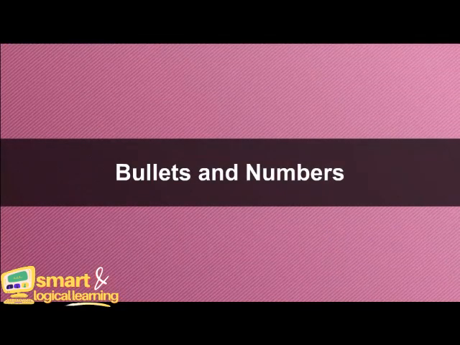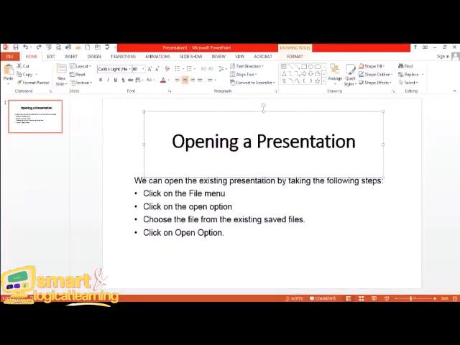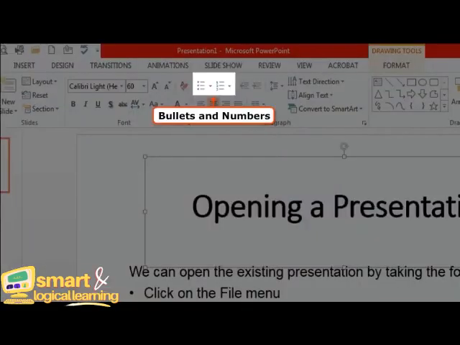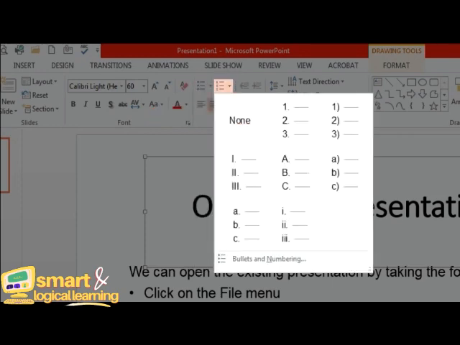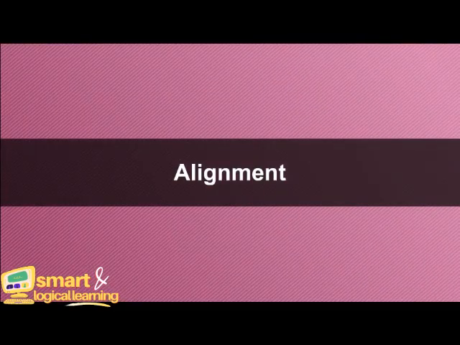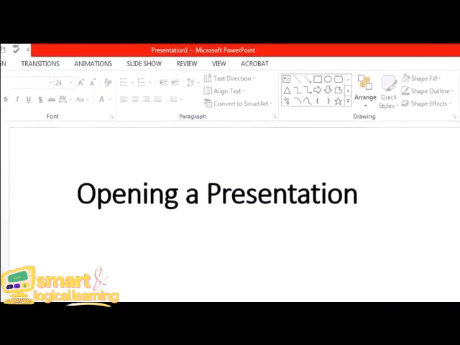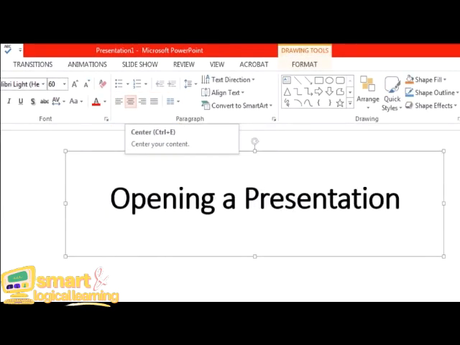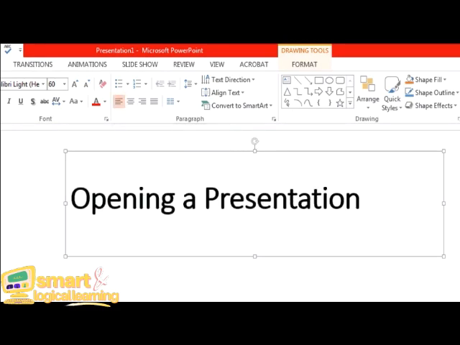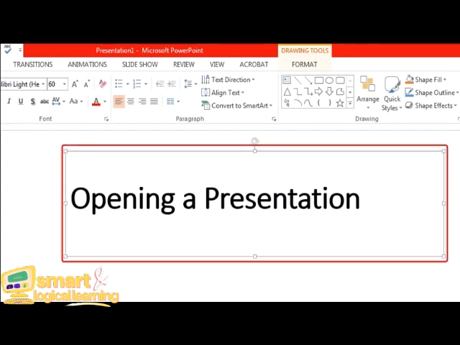Bullets and numbers. This option helps us to represent the text in the form of lists. We can give bullets, numbers, or alphabets. Alignment. This option helps to align the text to right, left, or center. By default, the alignment is left. It is important to select the text first before applying any formatting on that.